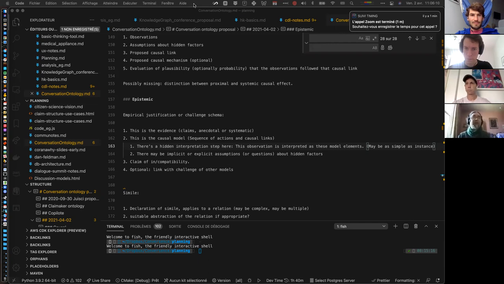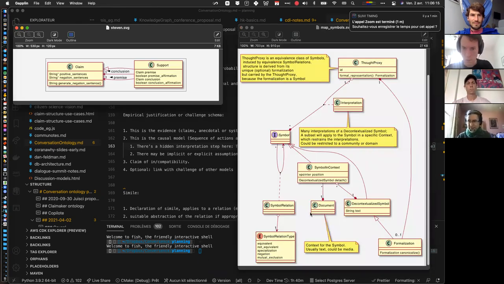In an earlier version of my diagram, I put relations, equivalent, not equivalent, and so on, at the symbol level. And now we're speaking about a lot of these relations at the predicate level, so more at the thought proxy level. But I always said thought proxy is the equivalence class in symbols. So does that carry over well?